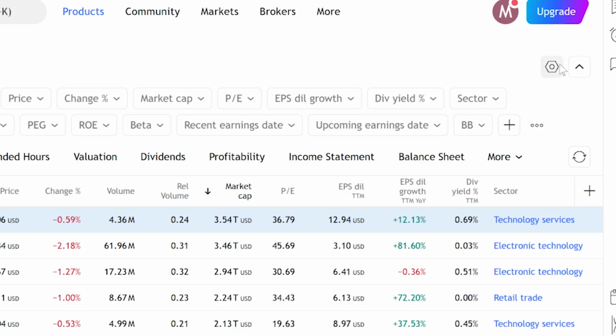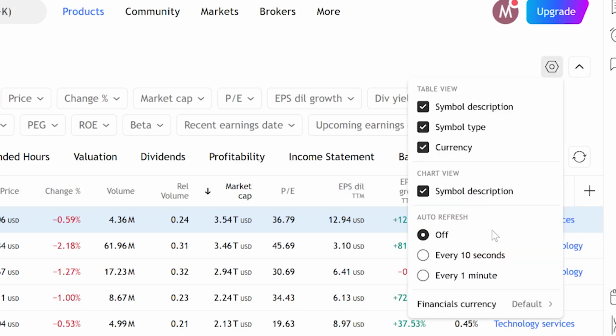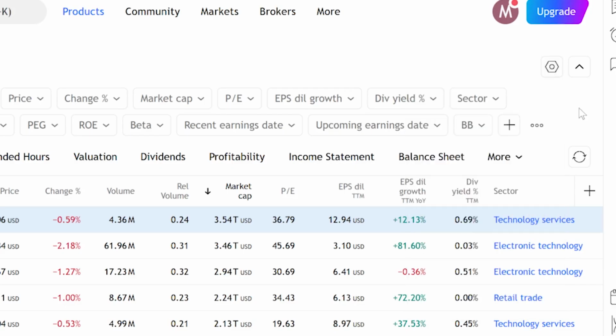The other thing is that TradingView does allow you to auto refresh, as fast as every 10 seconds or every 1 minute. For that, you do need a paid TradingView plan. That's one of the only features of this screener that requires a paid plan, which is really cool. This is such a powerful screener, and it's available for free.